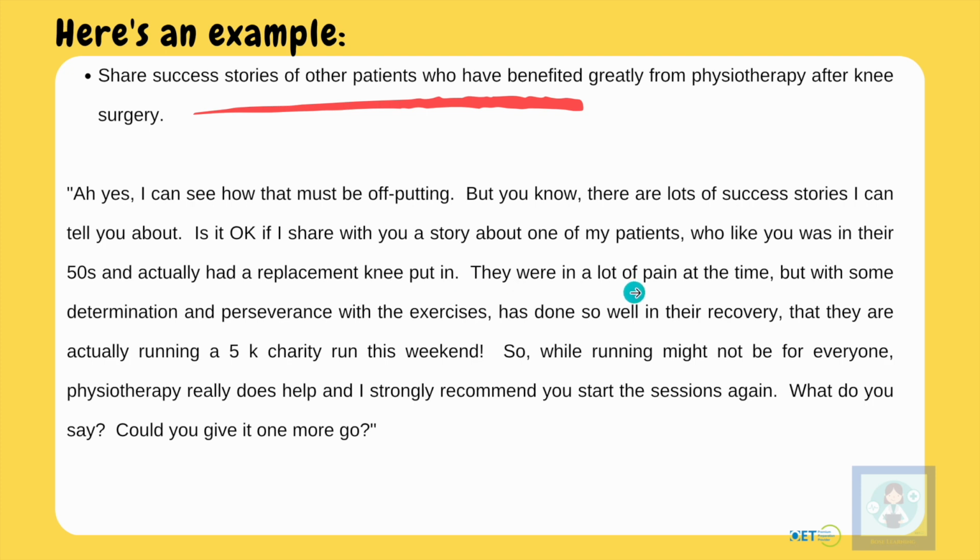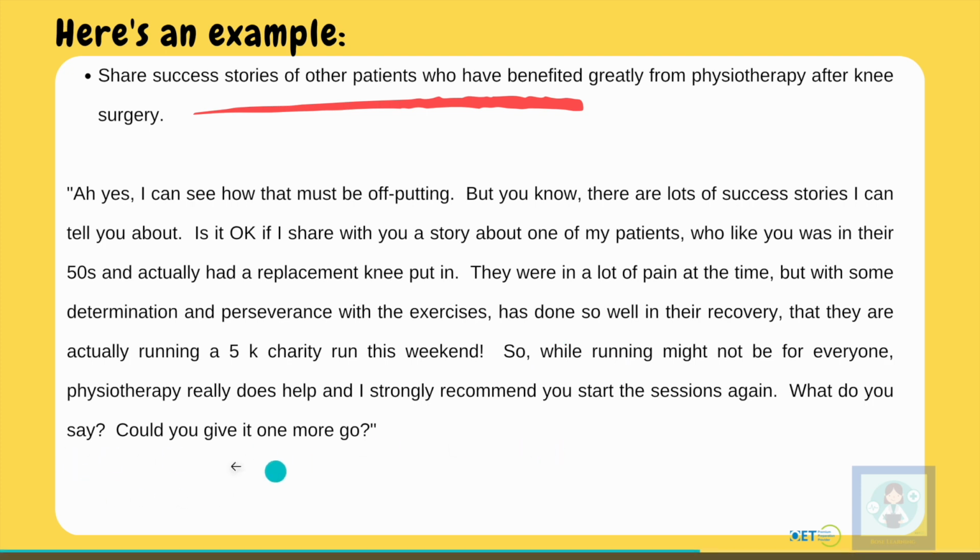They were in a lot of pain at the time, but with some determination and perseverance with the exercises, because we need both of these things in physiotherapy, it's not a magic cure. They have done so well in their recovery that they are actually running a 5K charity run this weekend. So while running might not be for everyone, physiotherapy really does help, and I strongly recommend you start the sessions again. So you're emphasizing your suggestion, your recommendation. What do you say? Could you give it one more go?